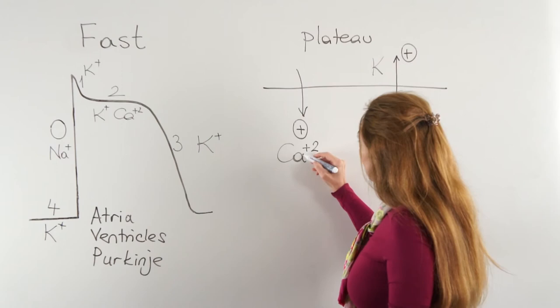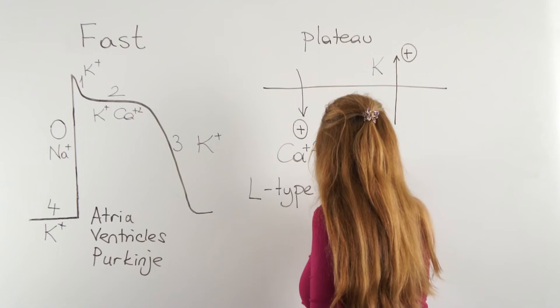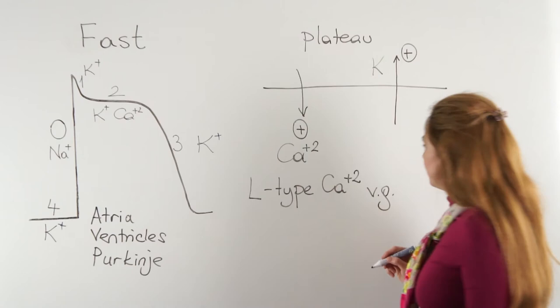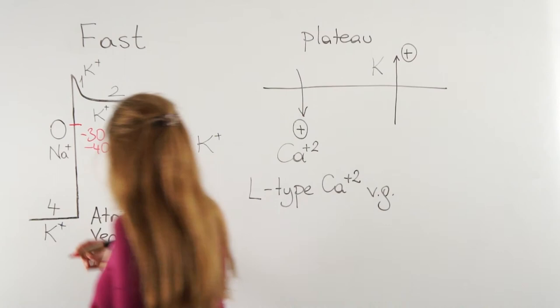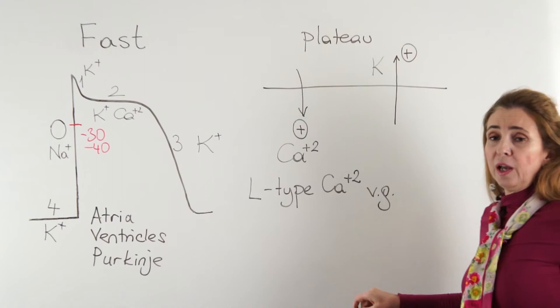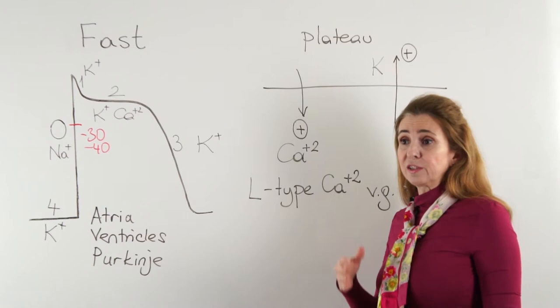Calcium movement is mainly happening through L-type calcium channels. These are voltage-gated calcium channels, and they start to open at about minus 30 or minus 40 millivolts of membrane potential. If we compare them with the voltage-gated sodium channels, L-type voltage-gated calcium channels are really slower compared to the fast-acting sodium channels.